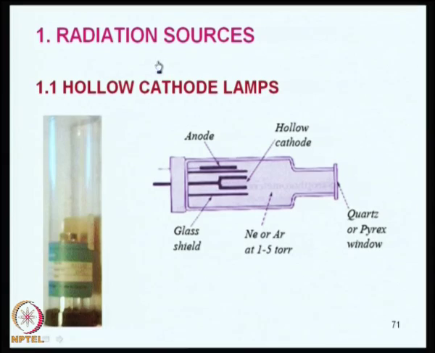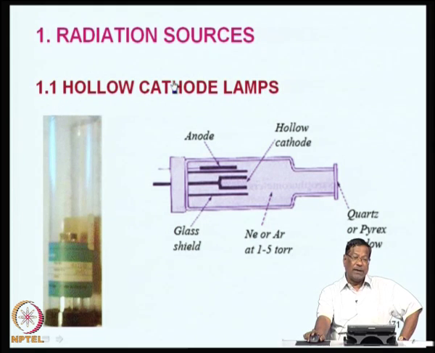This we have already discussed during our theoretical discussion, that we need radiation of only the resonance line, and the only way we can produce this radiation with enough intensity is to use a hollow cathode lamp, that is a lamp made of the same element as the analyte.